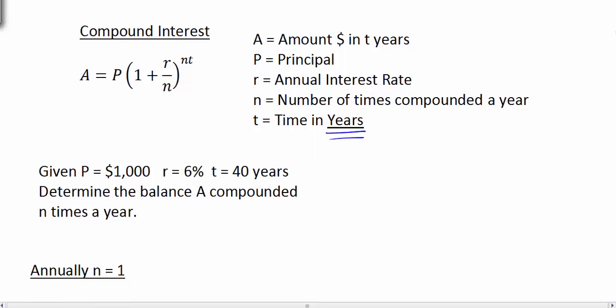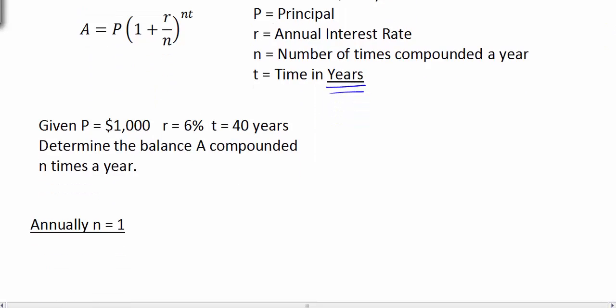So let's look at an example of how we can apply this formula. We're given P is equal to $1,000, so that's our principal. We're going to invest $1,000. The rate is 6%, and we're looking at this for a time of 40 years. Determine the balance A, okay, A is going to be the amount of money we're left with. So determine the balance A compounded n times a year. So we have annually, if n is equal to 1. That means we're going to compound the interest once a year, and so we're going to do that 40 times. So once each year for a total of 40 years.